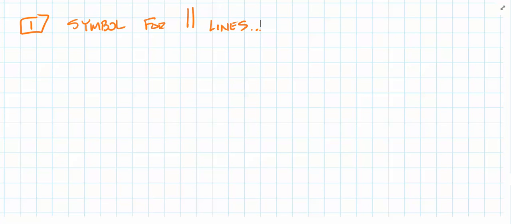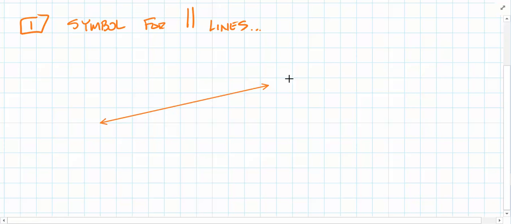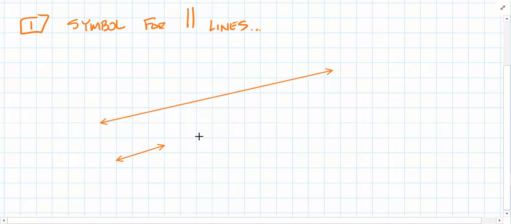So take your straight edge and give yourself two parallel lines. That one, let's see if I can get another one that's just like it. That's not bad. There we go. Those look almost parallel. Kind of, right? So here's how we're going to do it.